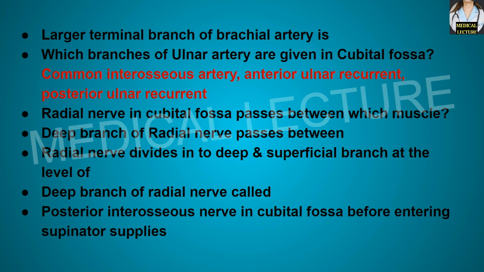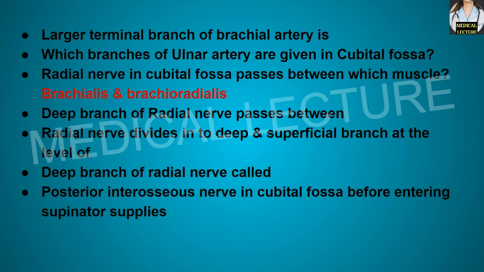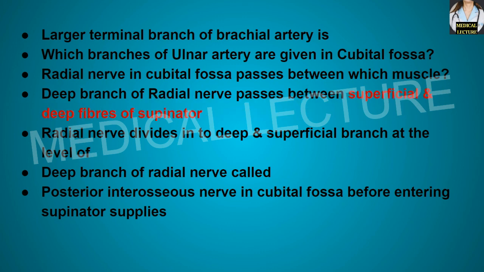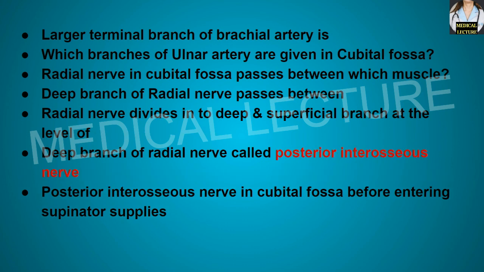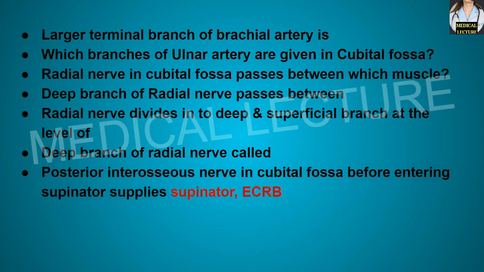Radial nerve in the cubital fossa passes between which muscles? It passes between the brachialis and the brachioradialis muscle. Deep branch of the radial nerve passes between the superficial and the deep fibers of the supinator muscle. Radial nerve divides into deep and superficial branch at the level of the lateral epicondyle. Deep branch of the radial nerve is called the posterior interosseous nerve. Posterior interosseous nerve in the cubital fossa before entering the supinator muscle supplies which muscles? It supplies the supinator and the extensor carpi radialis brevis muscle.